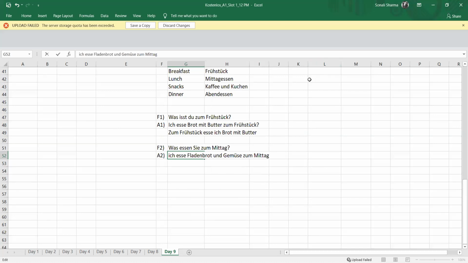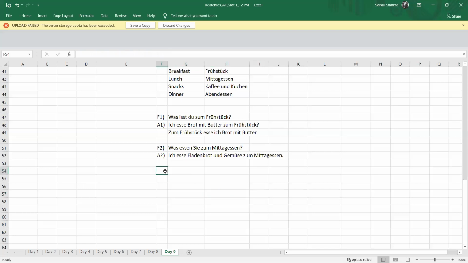Here the word is Mittagessen and not just Mittag, so we have to add essen. Was essen Sie zum Mittagessen? Ich esse, I capital, Fladenbrot und Gemüse zum Mittagessen. Yes, so this is the correct sentence.